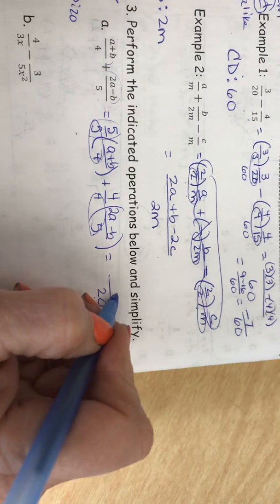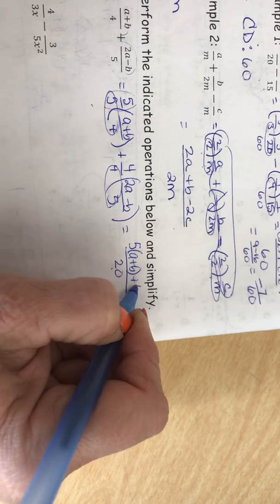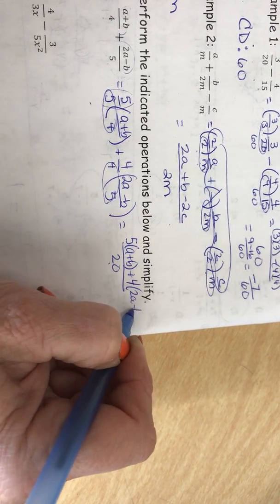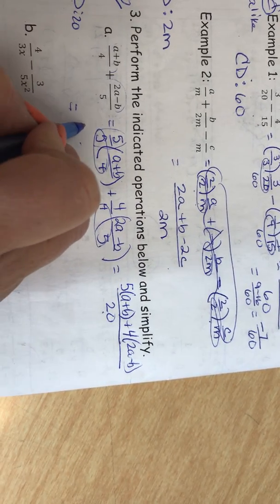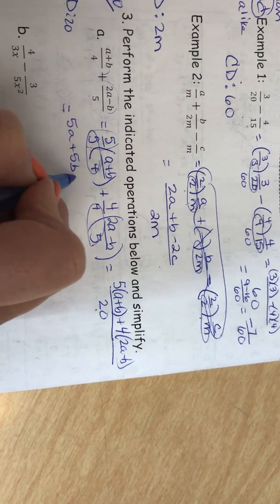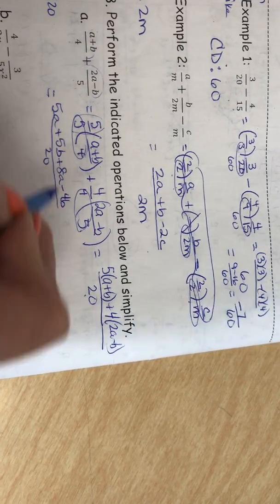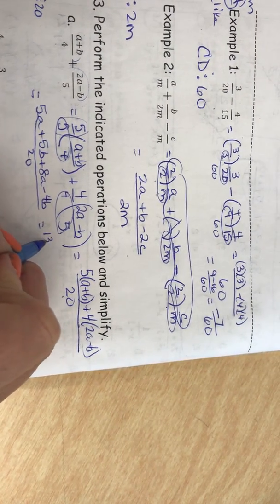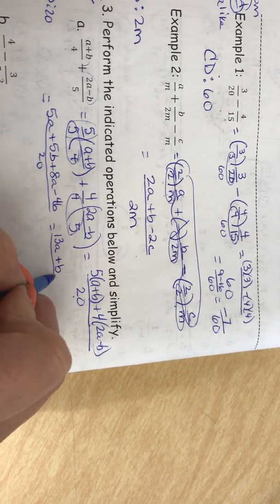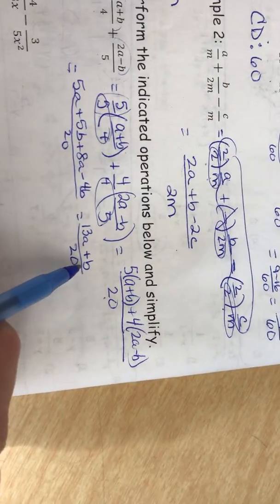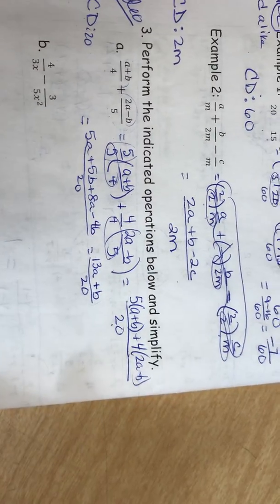Now this is 5 times a plus b plus 4 times 2a minus b. It's the whole numerator. So if we multiply that out, it is 5a plus 5b plus 8a minus 4b, all over 20, which is going to give us 13a plus b over 20. We always look to see if we can reduce in any way by GCF or any type of factoring, and it can't, so we leave it.